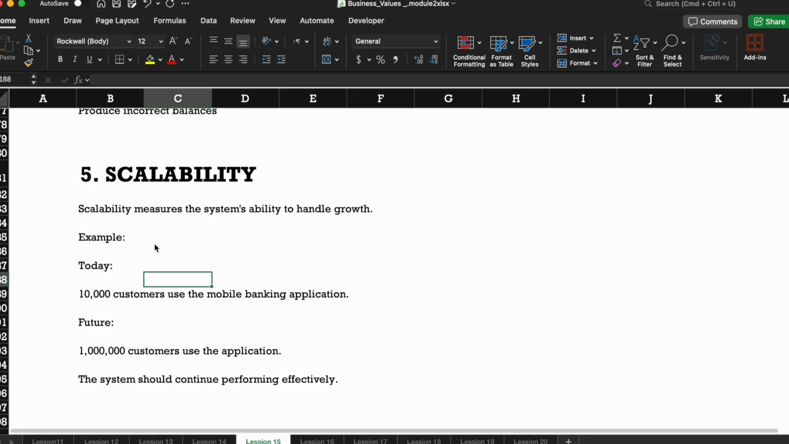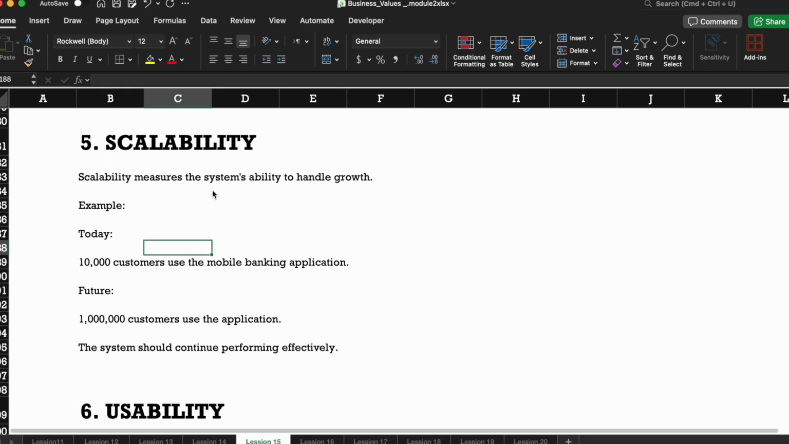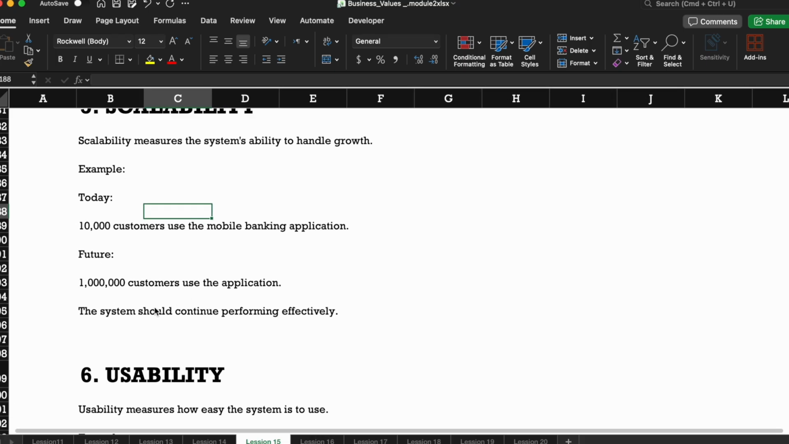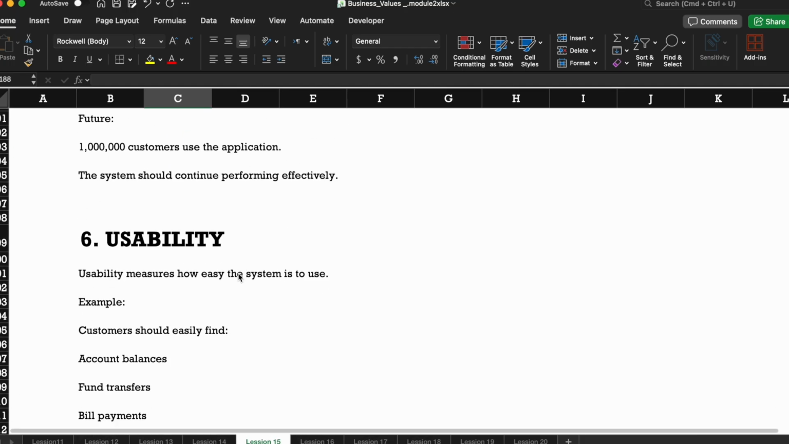Otherwise, this will be a big problem. We will have to migrate, because otherwise the system performs slowly. This is a big concept. Scalability we'll cover in a different module, so I'll skip it here, just to understand what scalability is. The system should continue performing effectively. It doesn't matter whether it's 1 customer or 1 million customers. That's scalability. So the system should be able to handle the scalability.